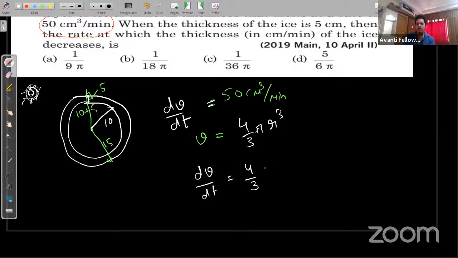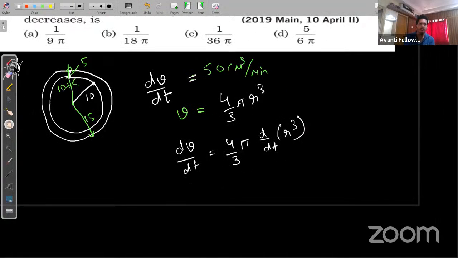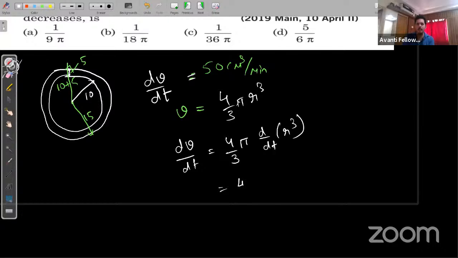4/3 into pi. What is d by dt of 4/3 pi? It is constant here, and r cube is the variable here. So that is equal to 4 pi by 3 into d by dt of r cube. It is nothing but 3 r square. Here the variable is different, so you have to differentiate the variable again: 3 r square into dr by dt.